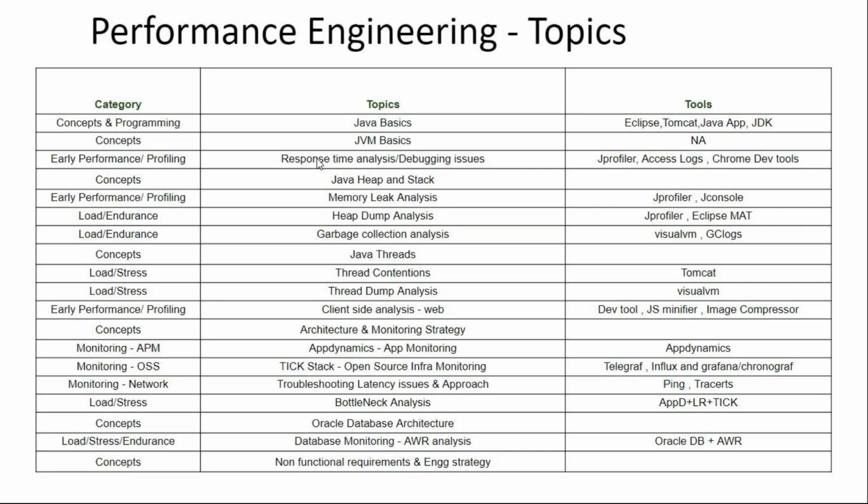So we'll go over one by one the topics as I was speaking: early performance, profiling, your leak analysis, thread contentions, heap dumps, thread dumps, monitoring strategy, monitoring using AppDynamics, monitoring using open source, and then one more layer is always going to be a database, right? From a performance perspective, DBAs are going to be there for tuning or for configuration of your memory. Everything will be taken care of by DBAs.